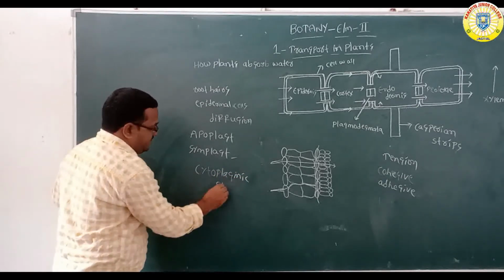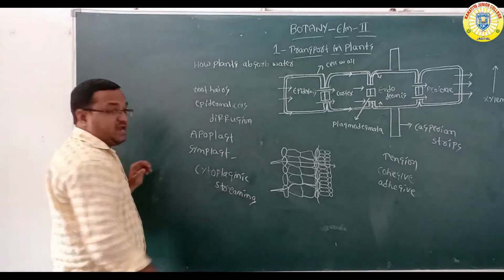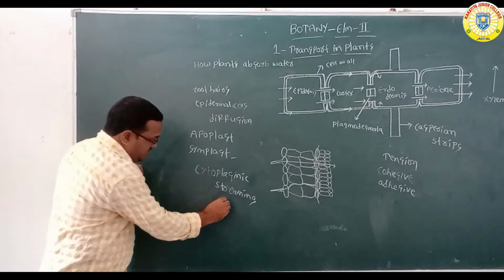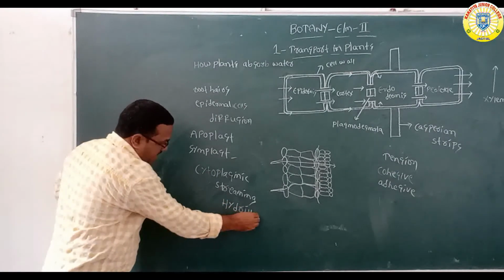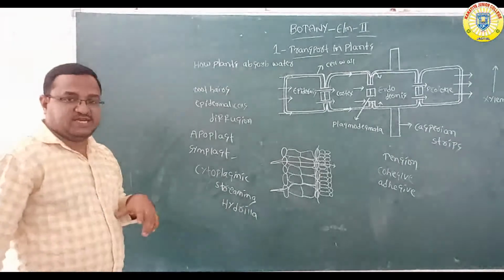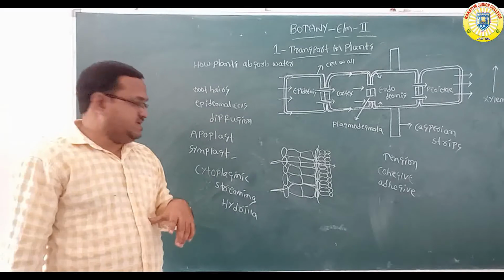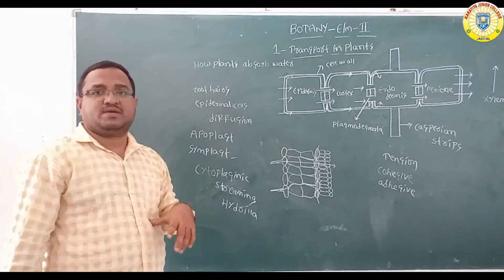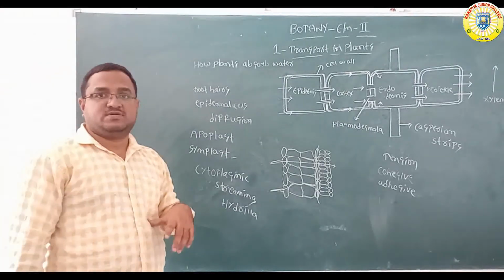Cytoplasmic streaming. You can see cytoplasmic streaming in hydrilla plant leaf. Because of the cytoplasmic streaming, chloroplast will move in the cytoplasm.